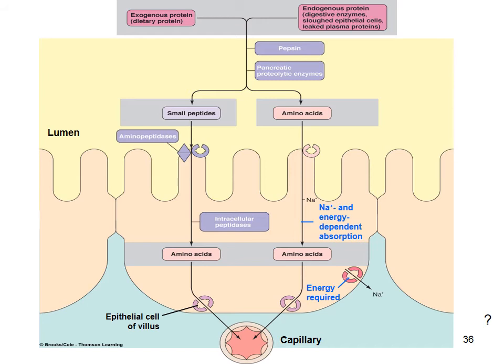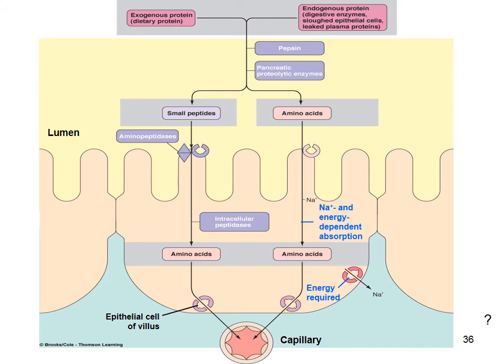Pepsin in the stomach, the pancreatic proteolytic enzymes, trypsin, chymotrypsin, and carboxypeptidase. Okay, those are the pancreatic proteolytic enzymes. They're going to break down protein into small peptides or amino acids. Small peptides will be further broken down by aminopeptidases, okay, and then they're going to be absorbed across the apical membrane by either secondary active transport, okay, or in the case of di and tripeptides, active transport, okay, directly using ATP.